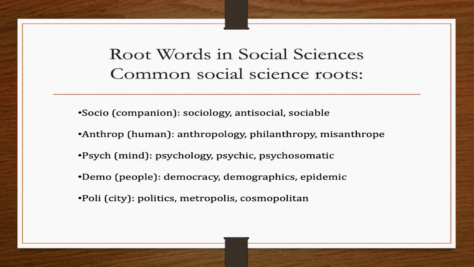Socio, that is companion. Sociology, antisocial, sociable. Then anthrop, anthropology, like the name suggests. Philanthropy, misanthropy. Misanthropy basically is an opposite word of philanthropy. Psych: psychology, psychic, psychosomatic, related to mind.